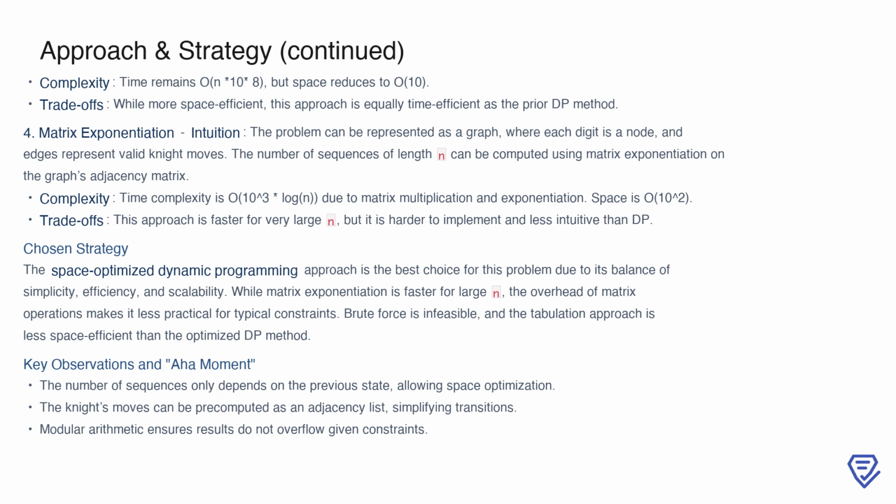Additionally, another advanced technique called matrix exponentiation can be applied to this problem. By representing the keypad as a graph where digits are nodes and valid knight moves are edges, we can compute the total number of sequences using matrix exponentiation on the adjacency matrix of the graph. This method has a time complexity of O(10^3 * log n) and a space complexity of O(10^2), making it faster for very large n. However, matrix exponentiation is less intuitive and harder to implement when compared to dynamic programming.